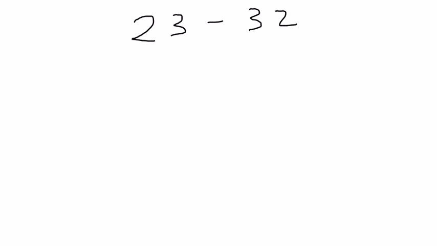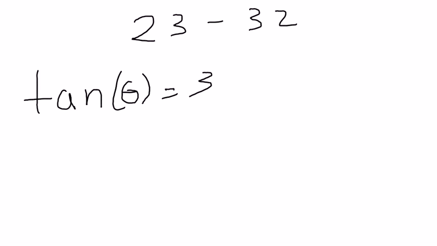For instance, let's just do an example here. Let's say I was given tangent of theta equals 3. And I'm also told that cosine of theta is less than 0. Okay, well, let's start with the cosine is less than 0. That's a little bit easier.